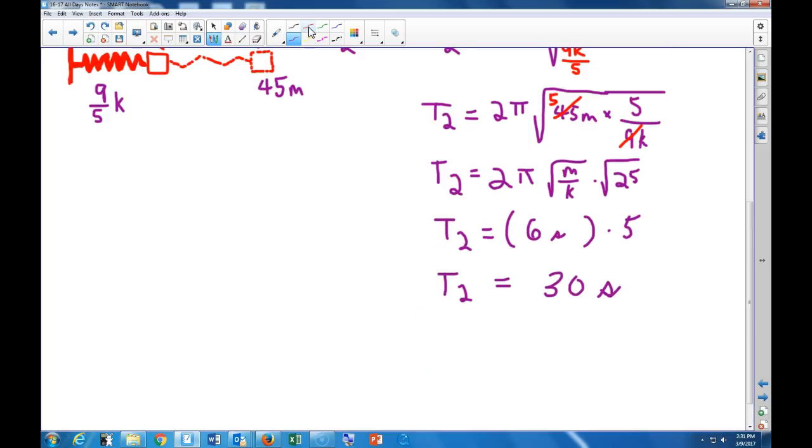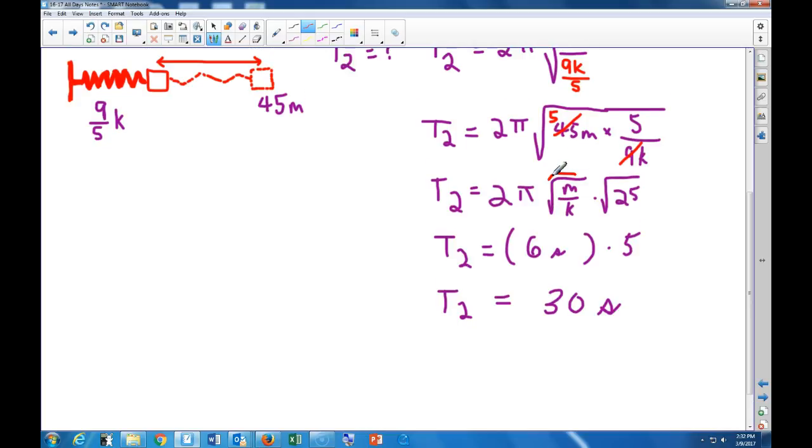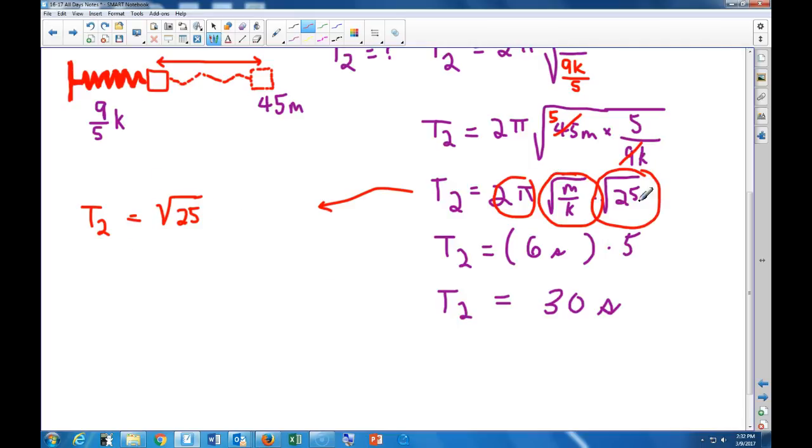Now notice, it would be wrong for me to ignore the radical m over k. If I write this step in the following way, here's what I might have done wrong. I'm going to show you something that's wrong. It would be incorrect to write square root of 25 like that. Why is this wrong? Because I'm leaving off the 2 pi. I'm leaving off the radical m over k. So you can't just focus on the numbers alone and leave everything else out. You have to include the 2 pi radical m over k. You just make that separate from the coefficient. Okay, let's try another one.